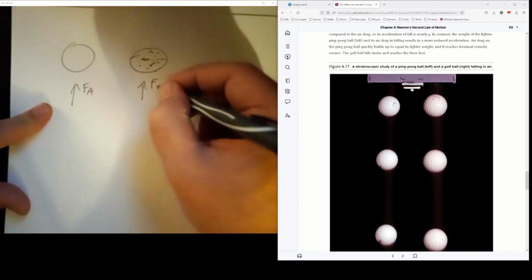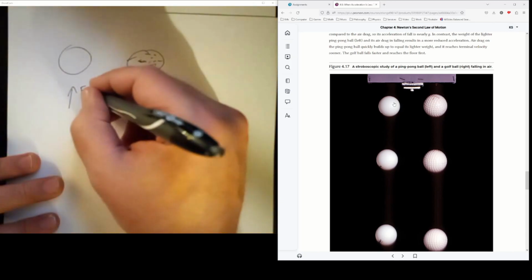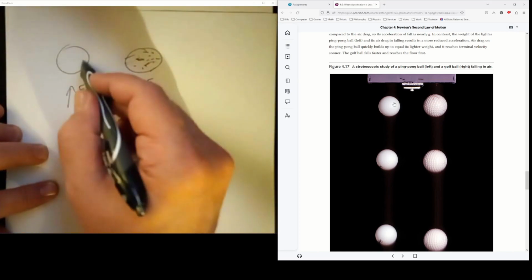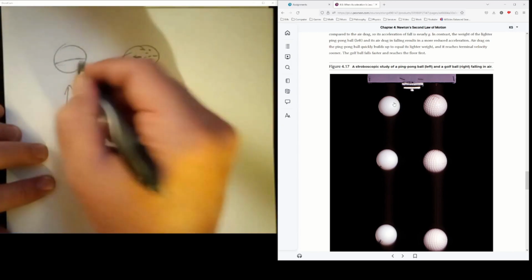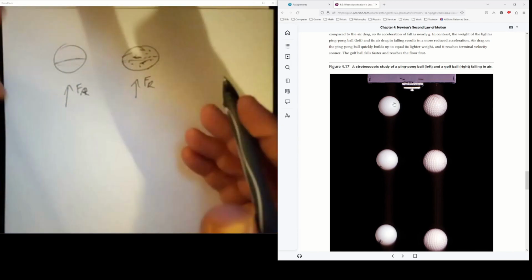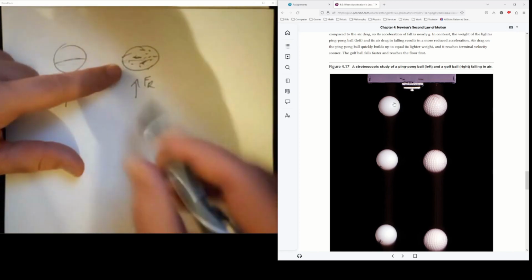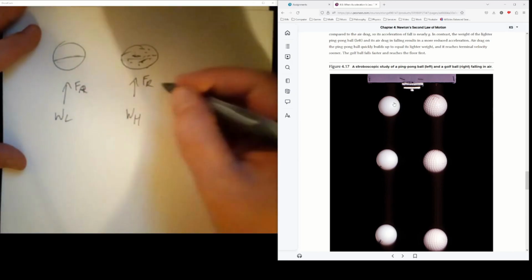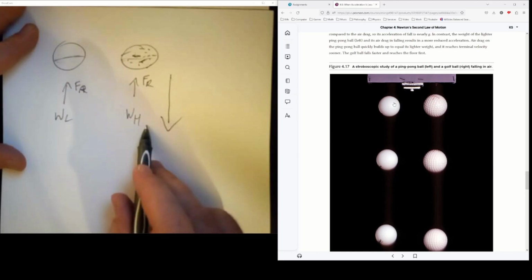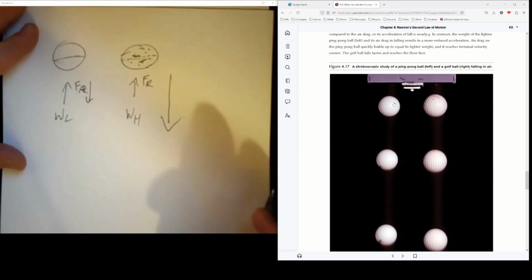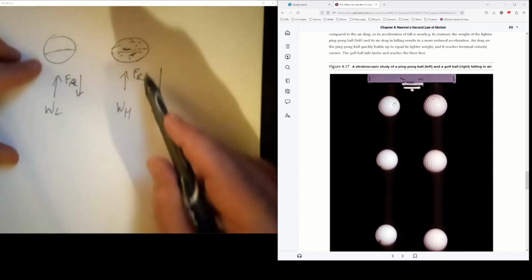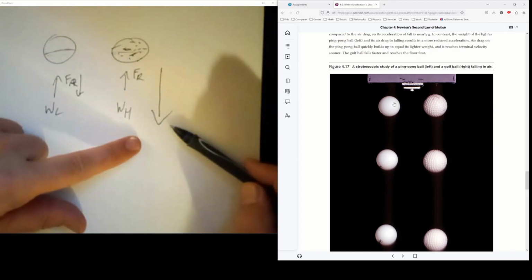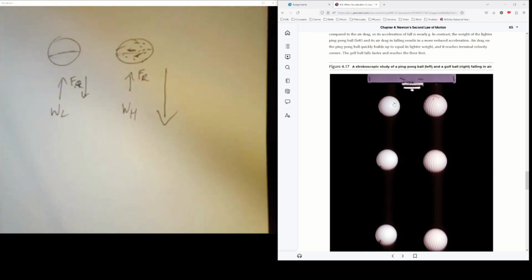So I'm using force R, force of resistance, R there. Because they have the same area being presented to the air as they fall, this bottom part here, they experience the same air resistance, but this one weighs heavier and this one weighs lighter. So there's more force on this one because it weighs heavier, and this one not as much. So if they're about the same size, then the more massive object will fall faster when we have air resistance.